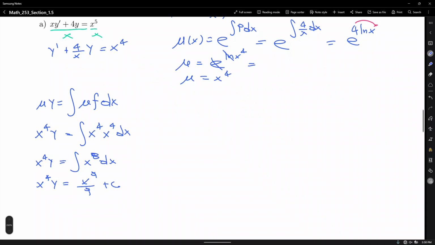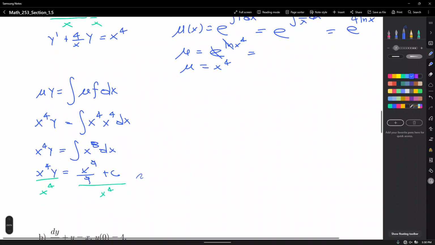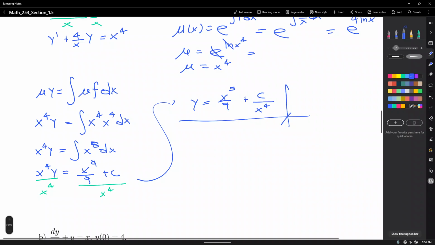All right. All we can do right here is multiply both sides by x to the negative 4, or divide both sides by x to the positive 4. Well, I'm going to do the division instead. Divide both sides by x to the fourth. That leaves us with y equals x to the 9 over 9 divided by x to the 4. Isn't that x to the 5th over 9 plus c over x to the 4th? Final answer. Right? Final answer.